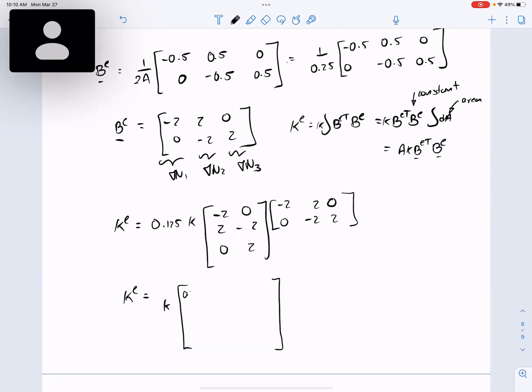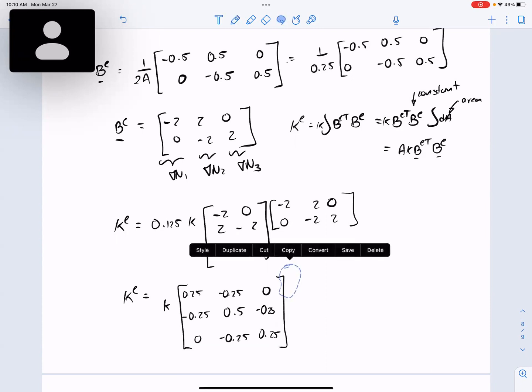0.25, -0.25, and 0. And then -0.25, 0.5, and -0.25. 0, -0.25, and 0.25. That's the K multiplied. I think the K was 2. That's with the K multiplied? Yeah, just take out the K. Okay. There we go.